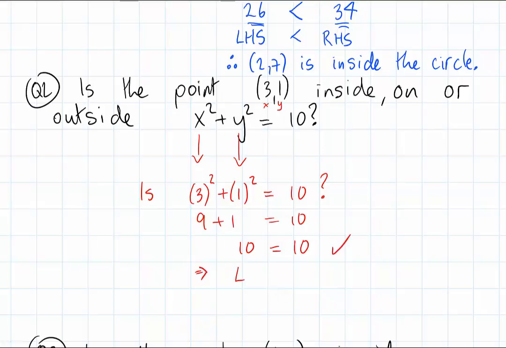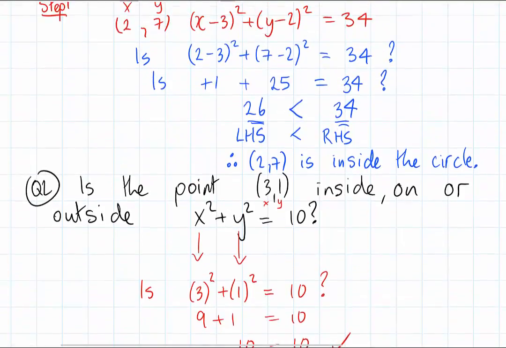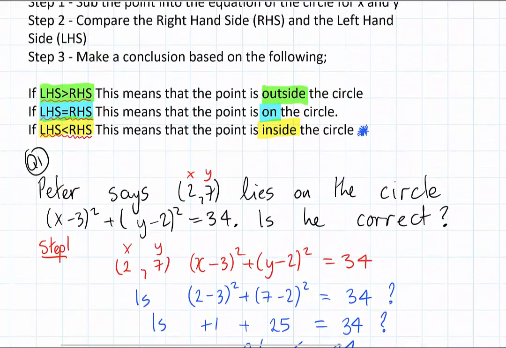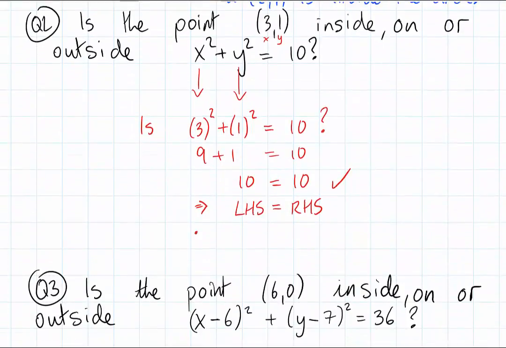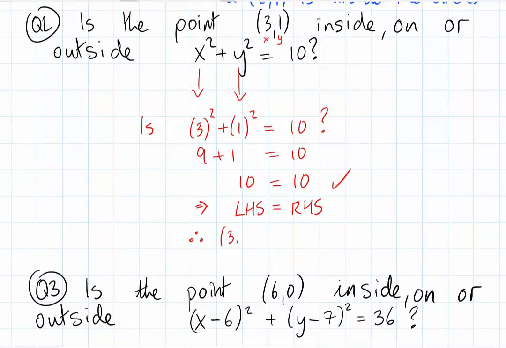What that means for us is that the left hand side this time is exactly equal to the right hand side. And if we go back up and refer to our notes at the start here, when the left hand side is exactly equal to the right hand side, we can conclude that the point is on the circle. So we'll make that conclusion. Therefore, (3, 1) is on the circle x² + y² = 10.